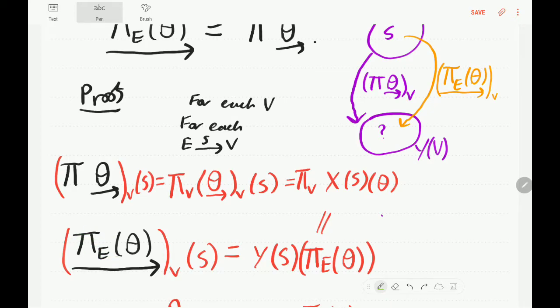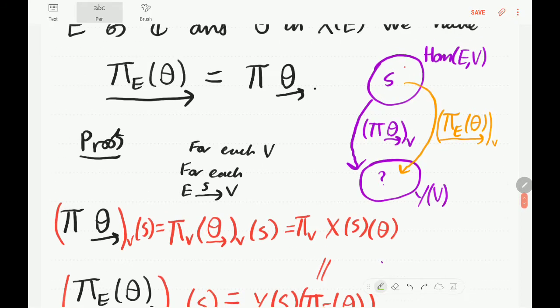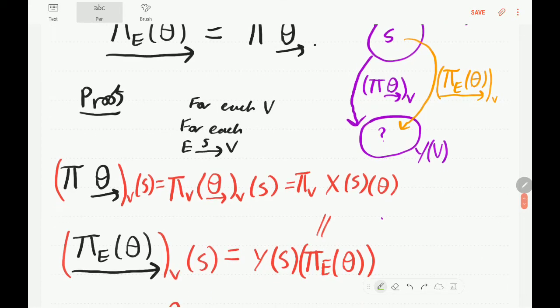So this time, we're getting this natural transformation here, which we're calling pi subscript e of theta under arrow. Okay, and we want to take the V component of that and apply that to this element s of Hom(E, V). So how do we do that?